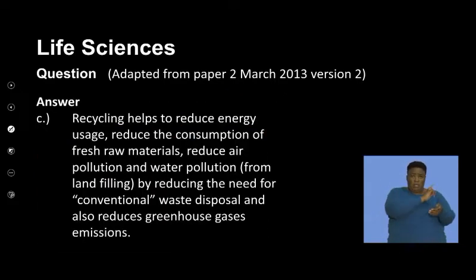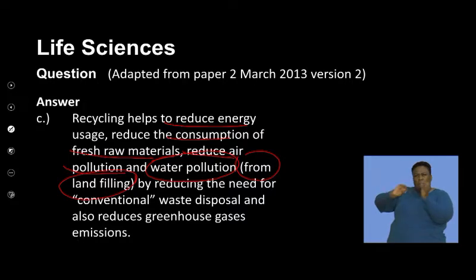So we reduce the energy that is required. We're reducing the consumption of raw materials that is required to produce raw products. We're reducing air pollution because it is a product that happens when substances are produced. We're also reducing water pollution. We're reducing what happens in landfills where waste products are deposited.